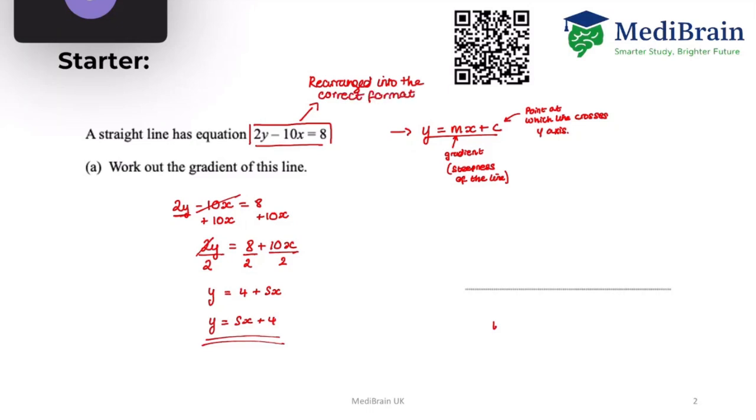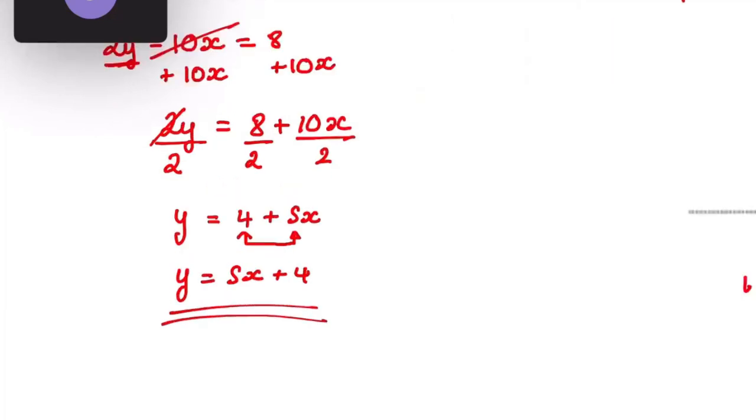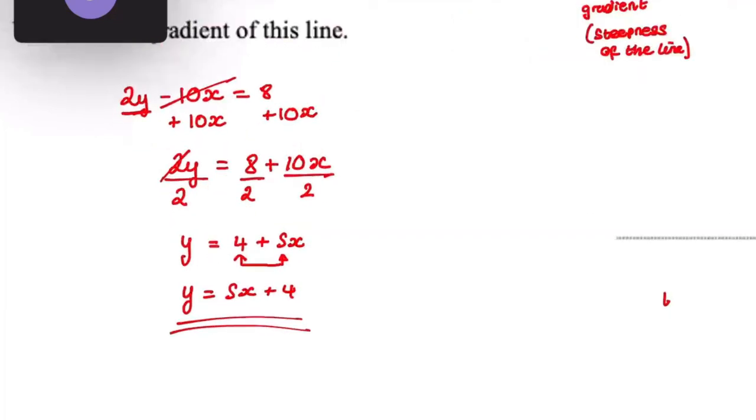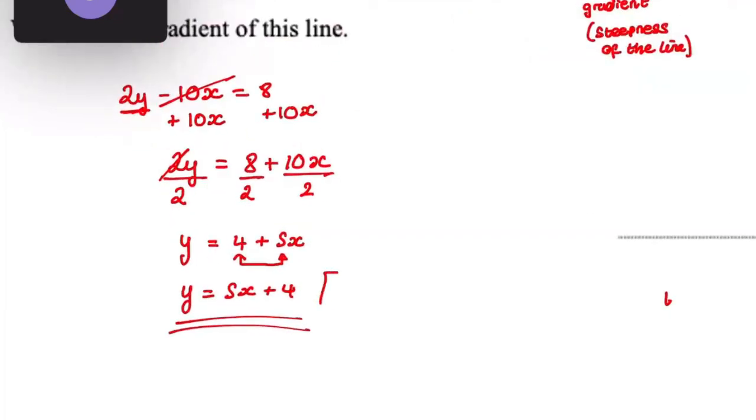Okay, so we've added 10x to both sides and we've divided both sides by 2 to get y by itself. And then we've just switched these two around to get the x term coming first, 5x, because we want mx plus c. And we've got the 4 at the end. So we've got y equals 5x plus 4. This is the correct equation of the line in the correct format.